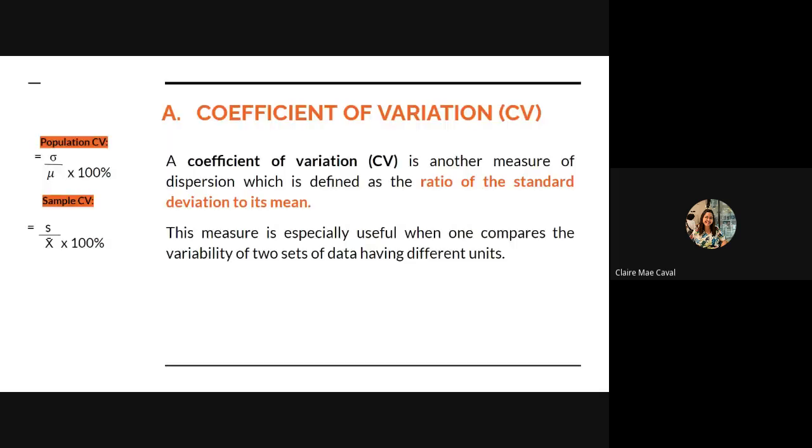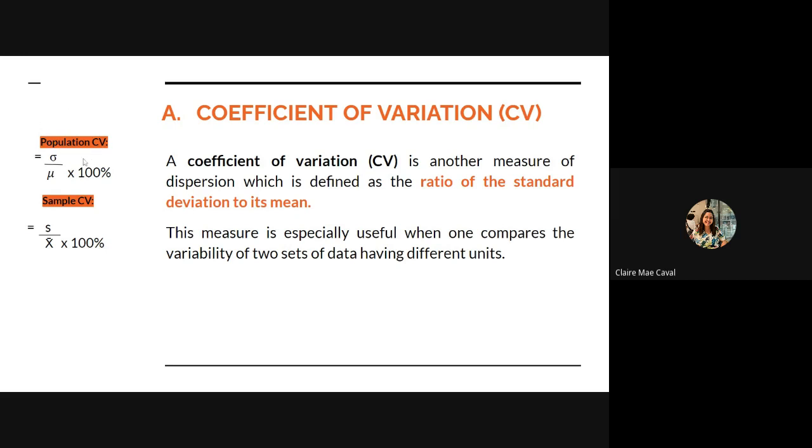Relative dispersion, you have coefficient of variation. This is another measure of dispersion, which is defined as the ratio of the standard deviation to its mean. This measure is especially useful when one compares the variability of two sets of data having different units. Okay, different units. So this is the formula of coefficient of variation. I don't have an example, but this is very understandable, right, class.